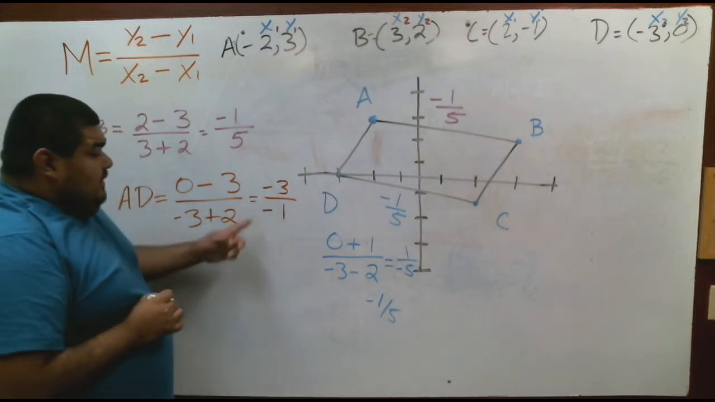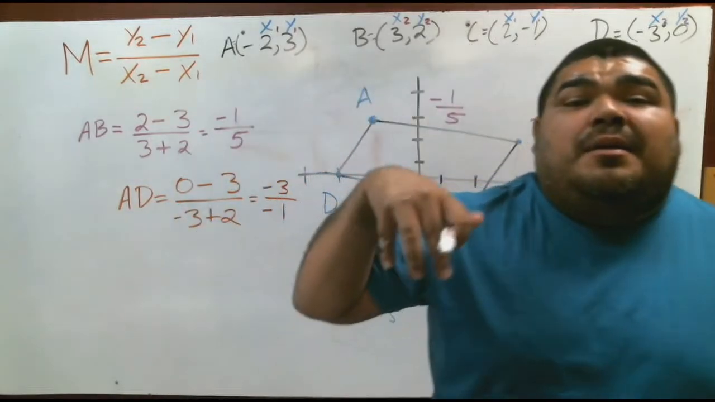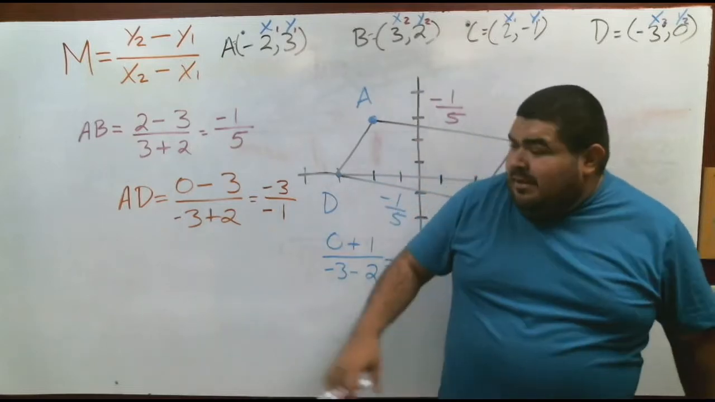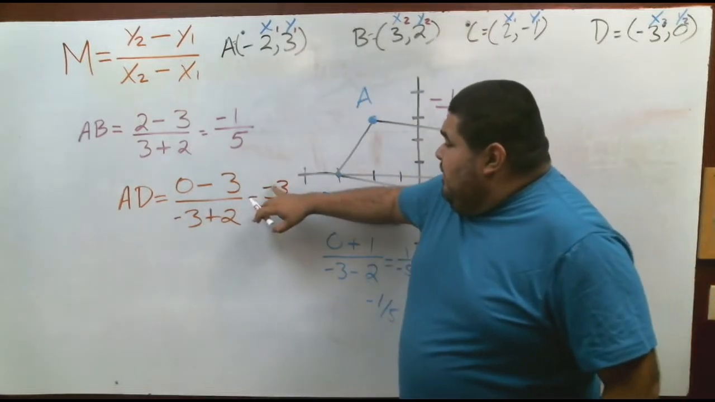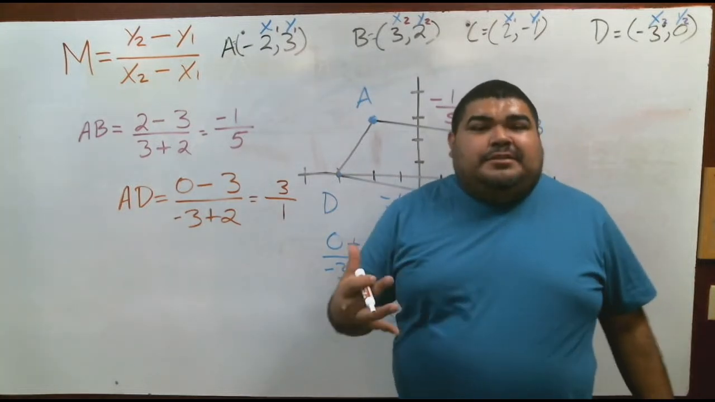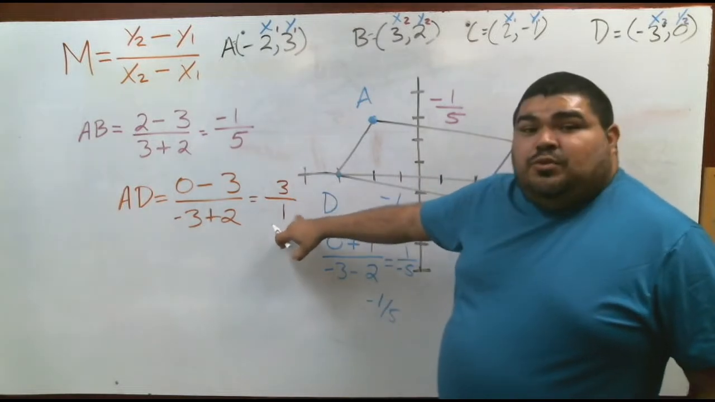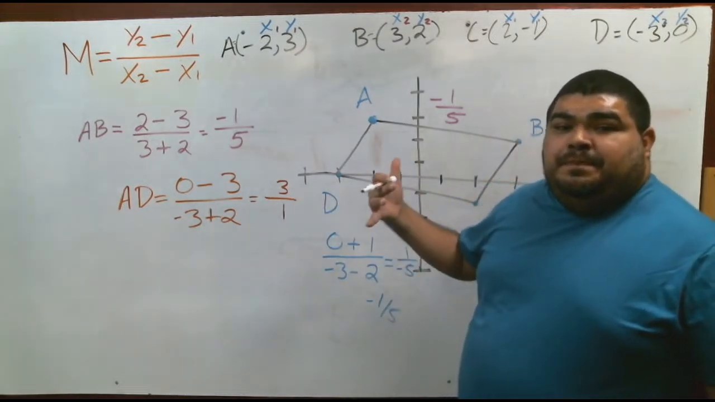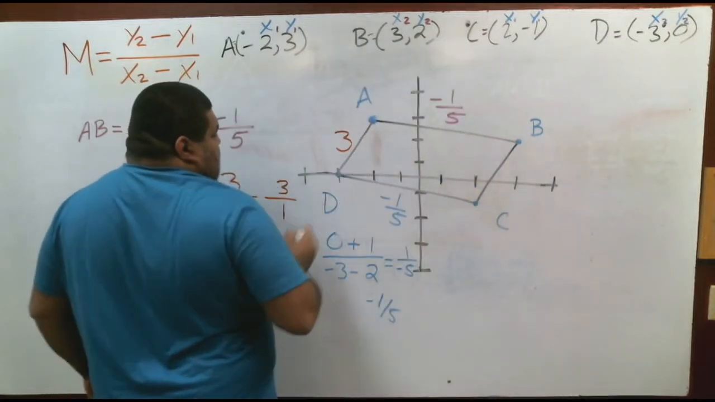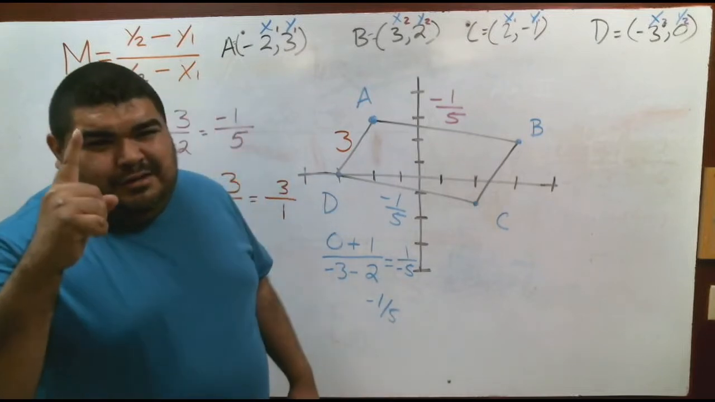Okay? Since negative 3 and negative 1 are both negatives, they can become positive. Try to get rid of that negativity. They both become positives, since they're both negatives. It's the same answer. So we have 3 over 1, which 1 can go into 3 times. So we know that AD is 3. Okay? We're almost done. All we need is one more.